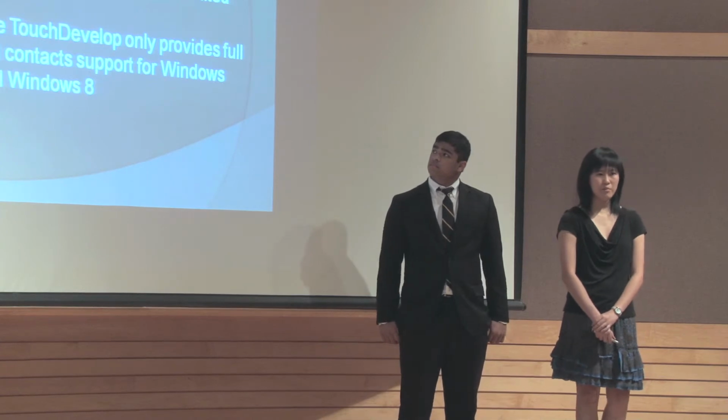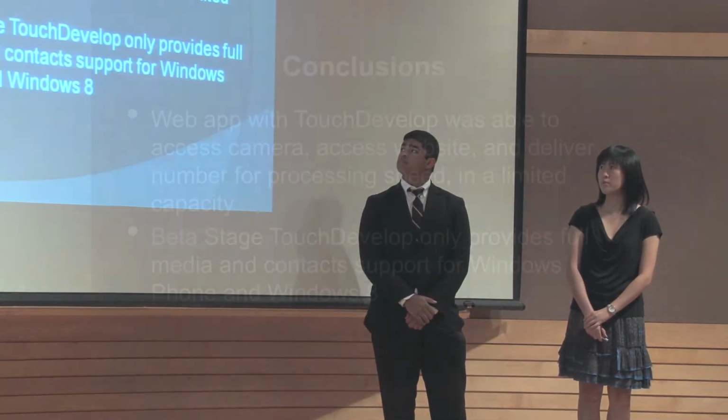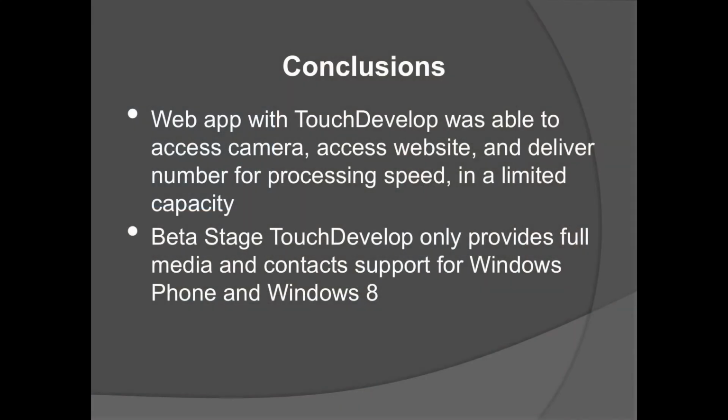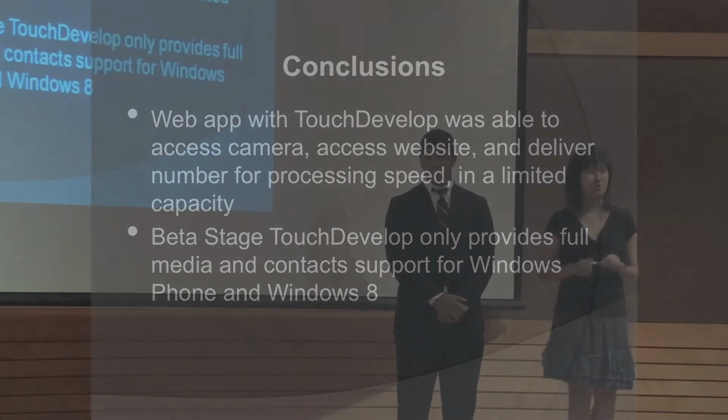So TouchDevelop was able to access the camera, get a number for processing speed, and access a website in a limited capacity, as you saw. And you might have noticed that we didn't show any screenshots of media files or contact access, and that is because TouchDevelop is still in the early stages of development itself. And right now, it only offers those features for Windows Phone and Windows 8, which we did not have access to.